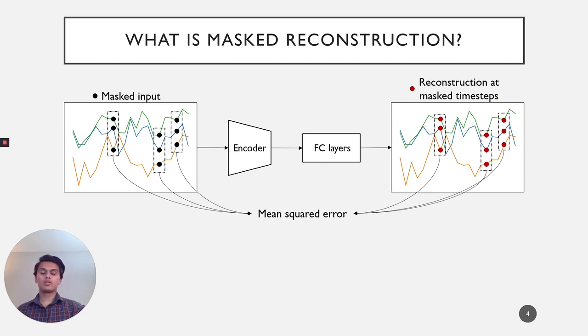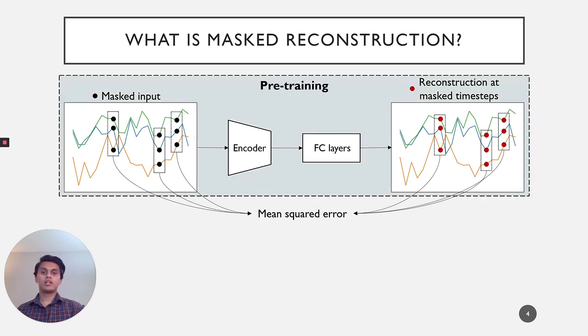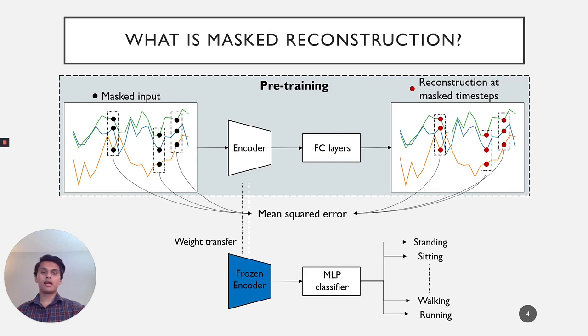The network is forced to look at the surrounding values in order to reconstruct the missing data. This incorporates temporal context into the model training, which is beneficial towards learning on time series data. The entire process constitutes a pre-training step, after which the learned encoder weights are frozen and utilized along with an MLP classifier for activity recognition.